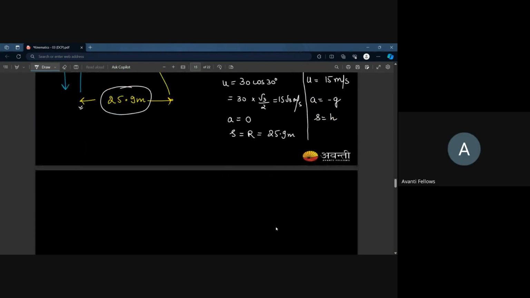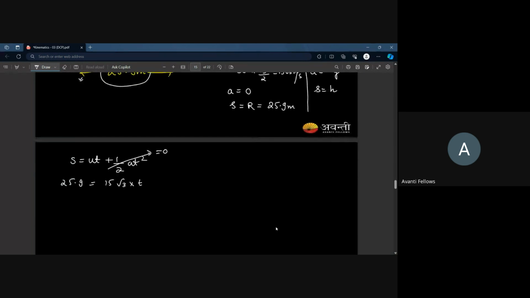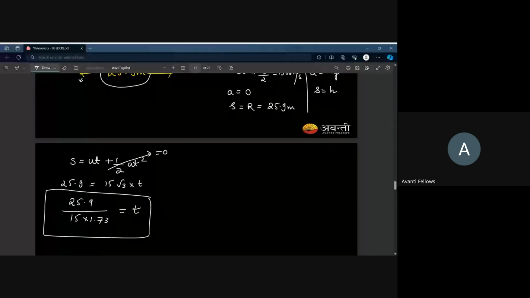So calculate first the time from x-axis, which is s is equal to ut plus half at square. S is 25.9, u is your 15 root 3, and a is going to be 0 here. So root 3 is 1.73 something, right? So it is 25.9 divided by 15 into 1.73. Can someone please calculate this for me?